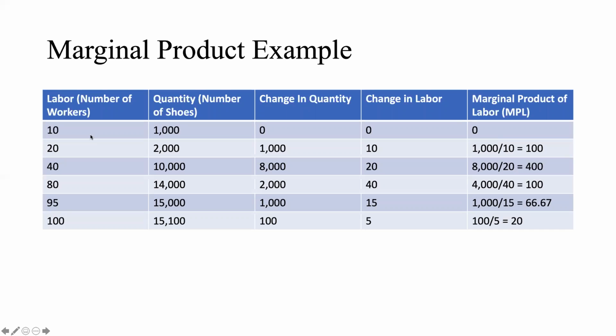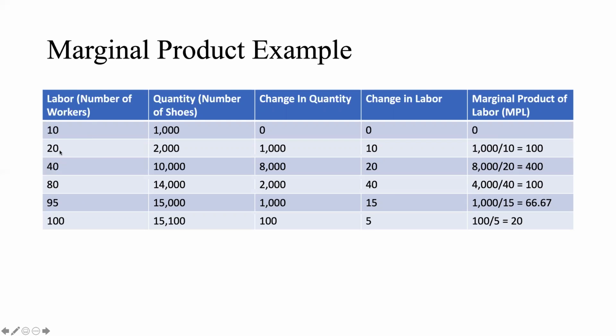So in this example, let's say we're moving from 10 workers to 20 workers, and the quantity of shoes produced changes from 1,000 to 2,000. So the change in quantity is going to be 1,000 additional shoes produced by those 10 additional workers. So we're going to take the 1,000 change in quantity and divide that by 10, which is the change in labor, to get 100. So we can do that moving down.